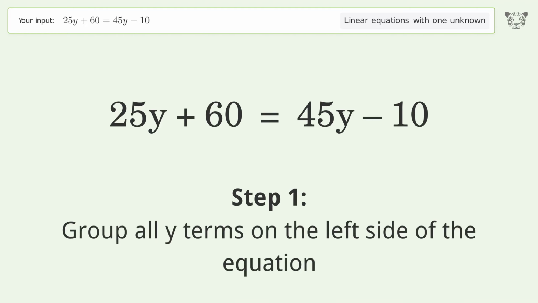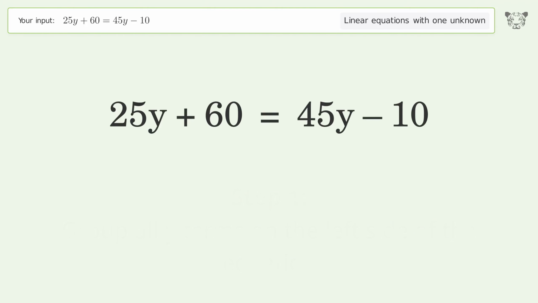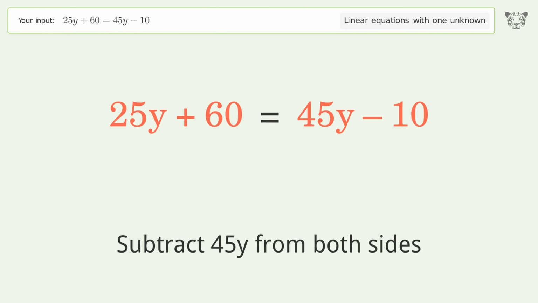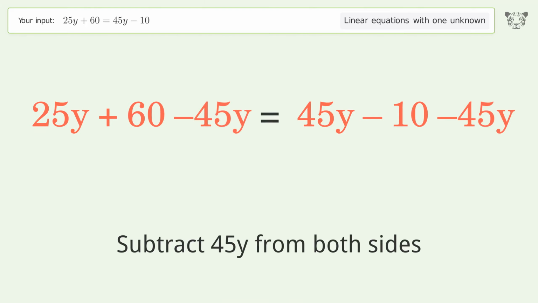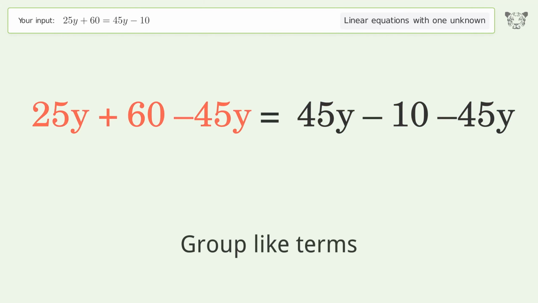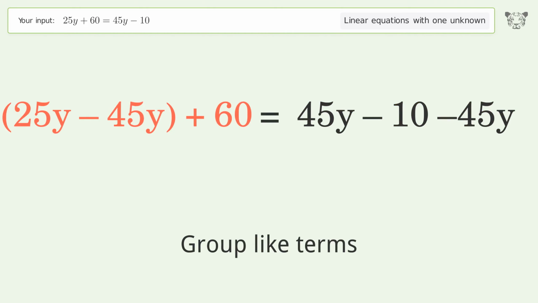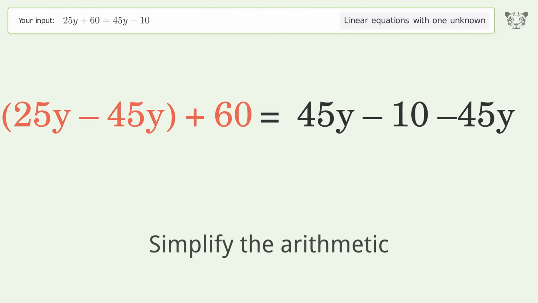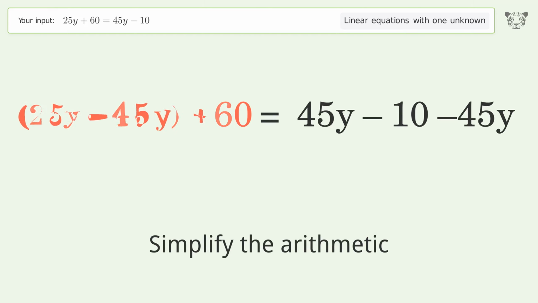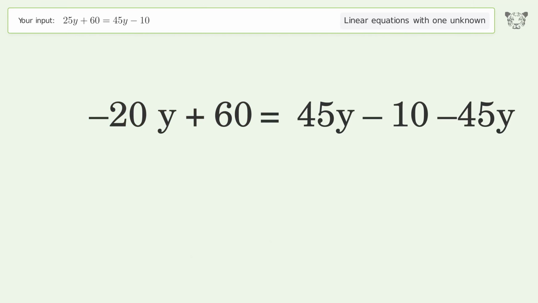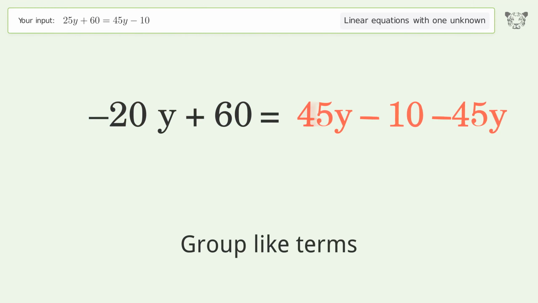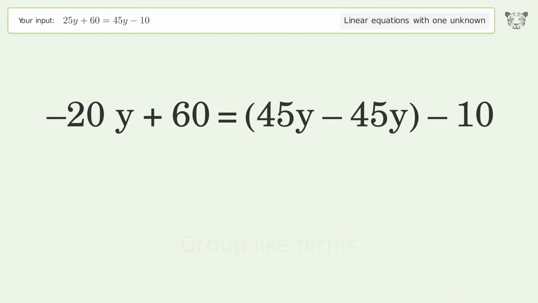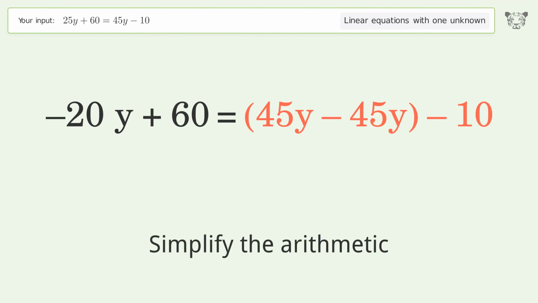Group all y terms on the left side of the equation. Subtract 45y from both sides. Group like terms. Simplify the arithmetic. Group like terms. Simplify the arithmetic.